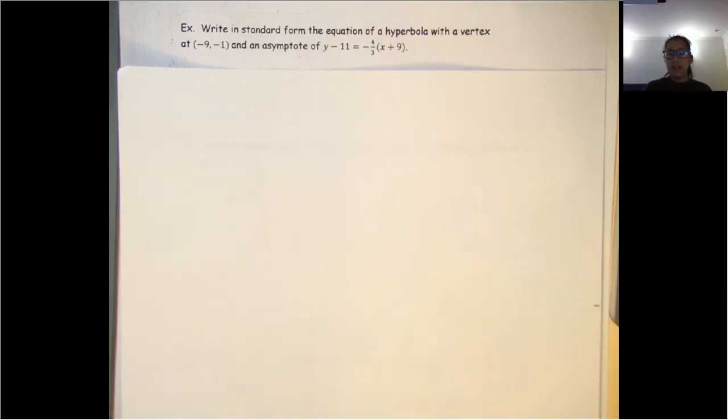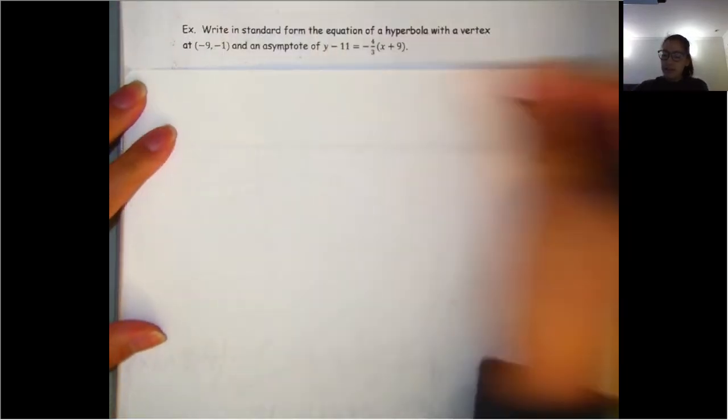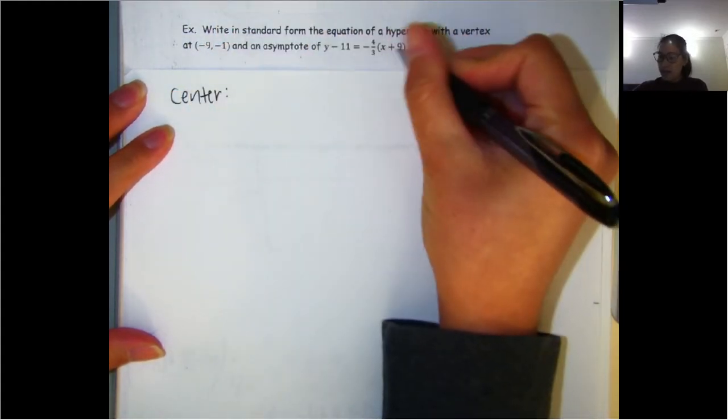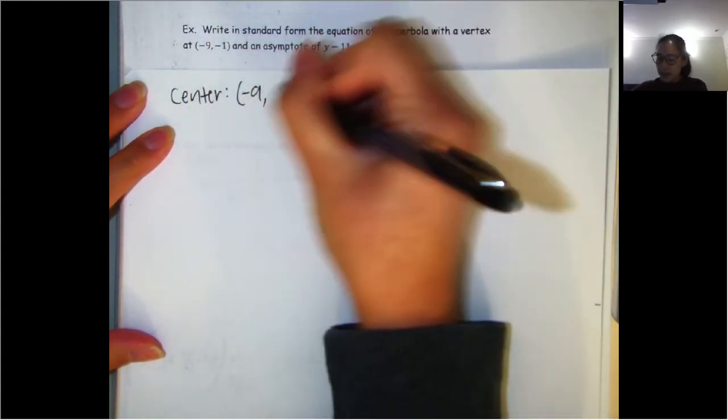So we're going to do an example of writing the equation of a hyperbola in standard form given the vertex and the asymptote. Okay, so the asymptote you can see is written in standard form. So because this asymptote is written in standard form, you can go ahead and identify the center. So the center would be -9, 11.